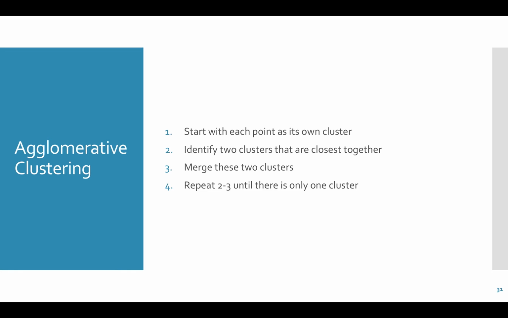So first we're going to talk about agglomerative clustering. The algorithm is 4 steps. We're going to start with each point as its own cluster, so this is going to be bottom up. We're going to identify 2 clusters that are closest together, merge those 2 clusters, and then repeat steps 2 through 3 until there's only 1 cluster.